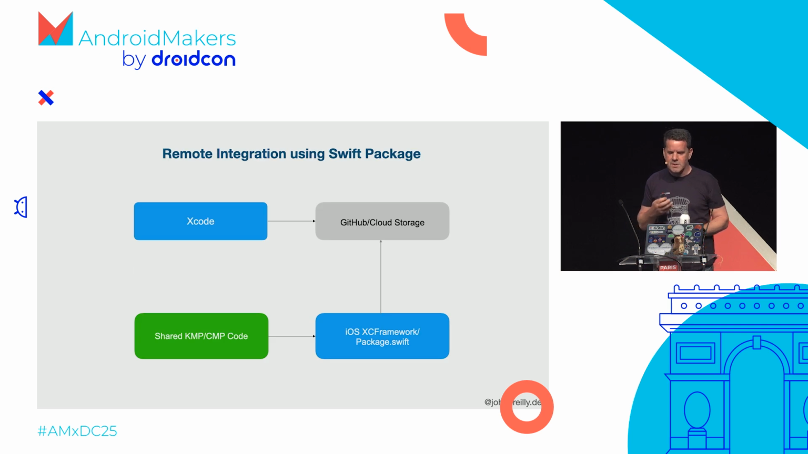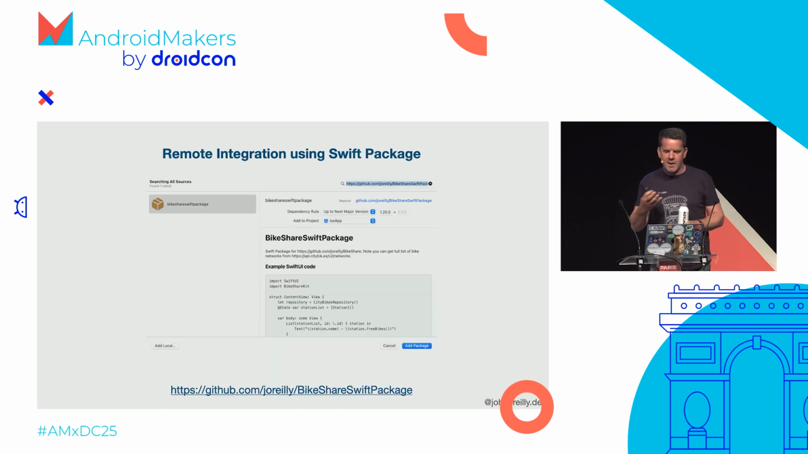The other approach is typically used where there's separate teams for the clients and the shared code, and usually involves separate repositories for each. Here, a Swift package is created from the shared code and published to a remote repository, along potentially with use of some cloud storage for the XC framework zip file that's part of the package. That package can be added then to an Xcode project using, for example, the GitHub repository URL that the package is published to, as shown here, for example, with the bike-share Swift package repo.